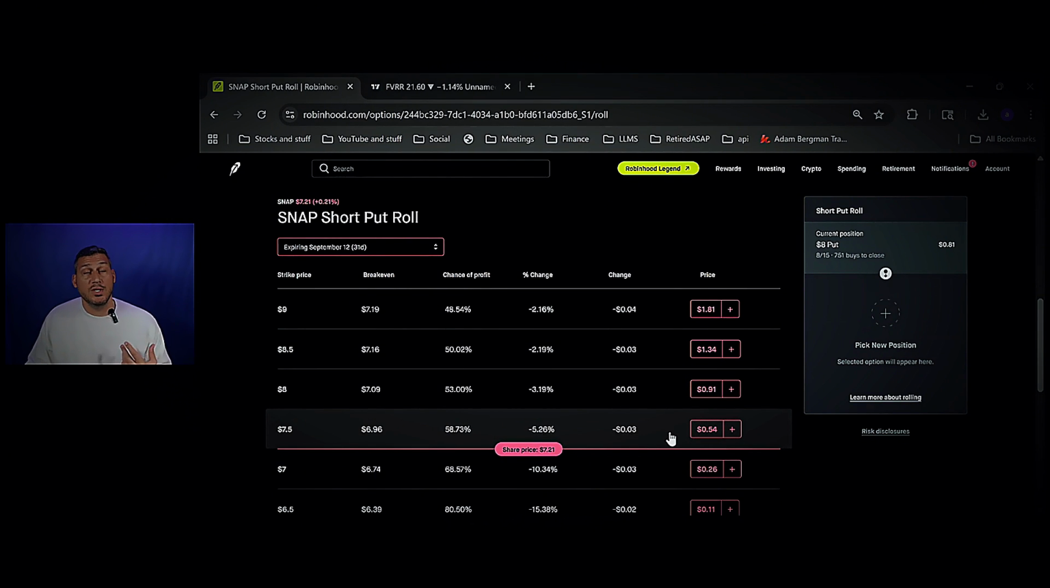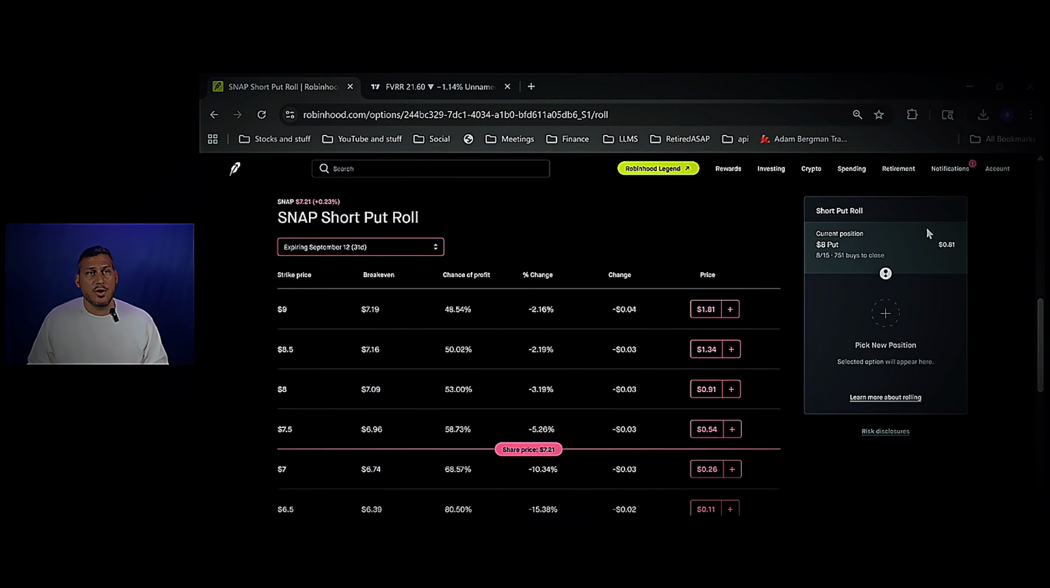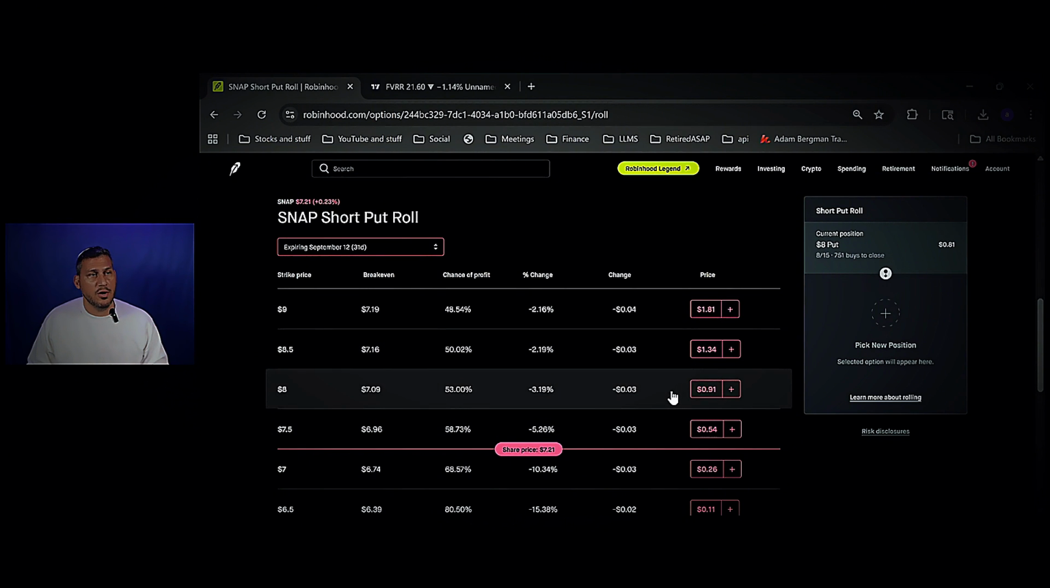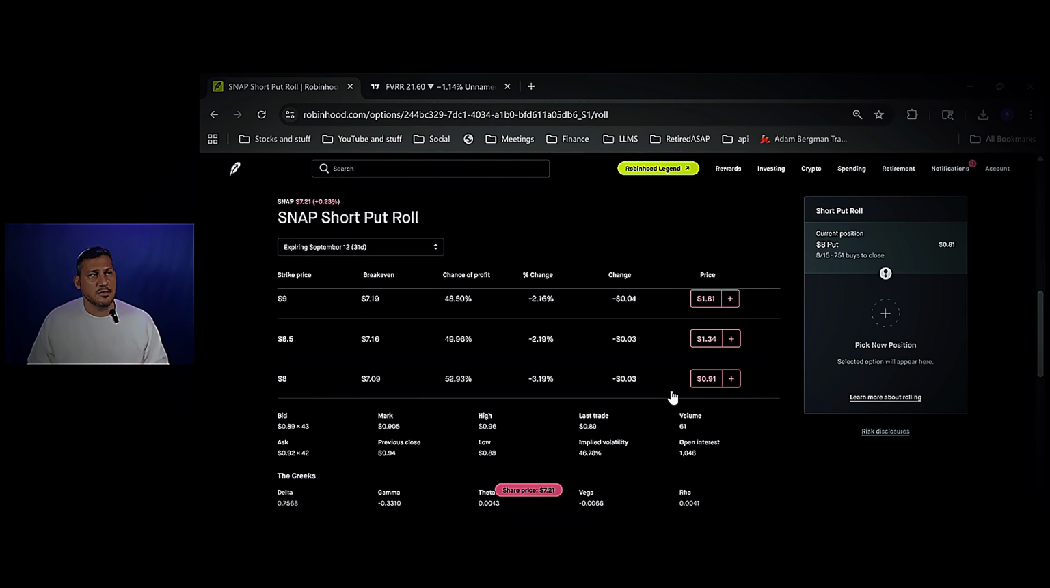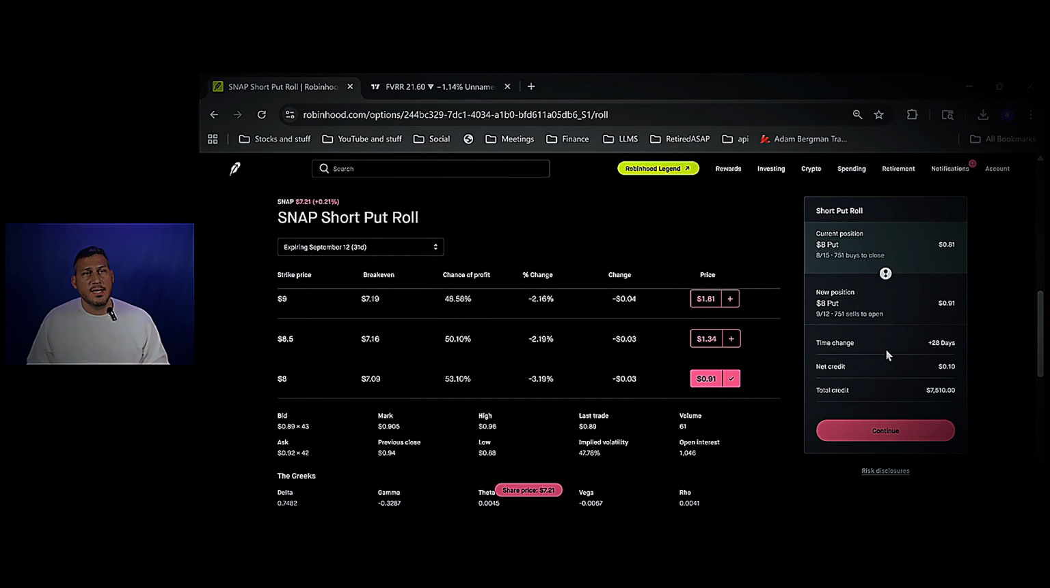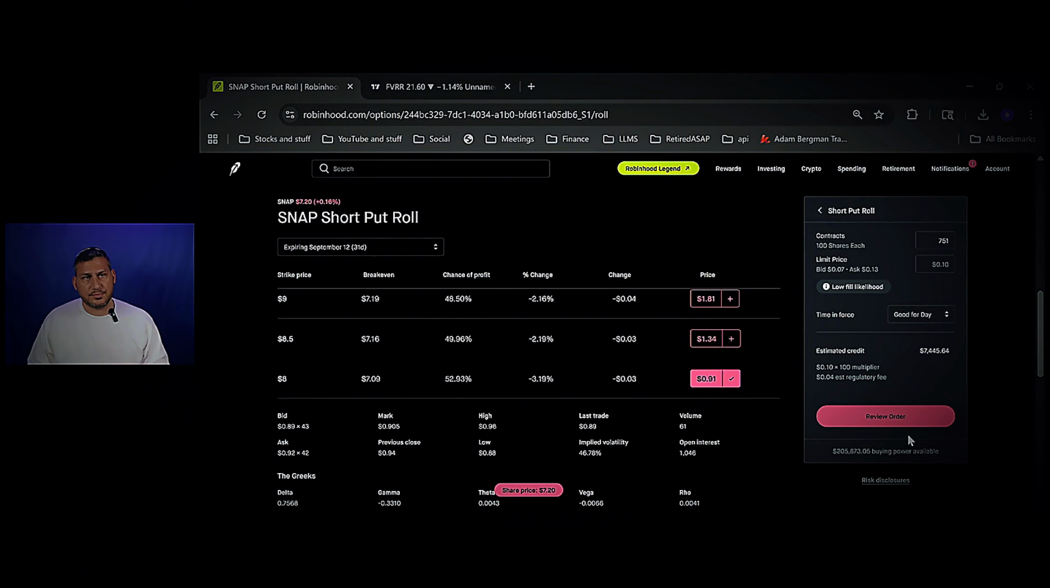I would love to roll out and down as a cash secured put, but I don't have that luxury right now because at $7.50, it's only giving me 54 cents of premium. I owe 81. So I obviously have to go at the same $8 strike, $8 for $8. I'm going to click on this and press continue.